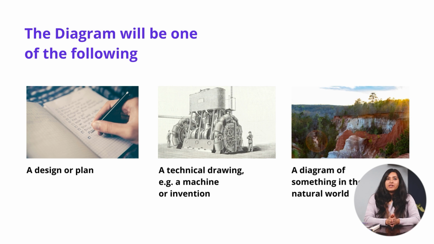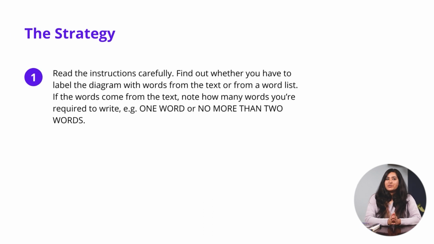When you're answering this question type, you need to keep the following in mind. You will have to read the instructions very carefully. The instructions will tell you if you're supposed to select words from the text and how many words you're supposed to use for each label. For example, one word or no more than 2 words. Now, if you use the wrong number of words, your answer will be marked incorrect, even if the information you give is correct. Let's look at how to approach this question type.